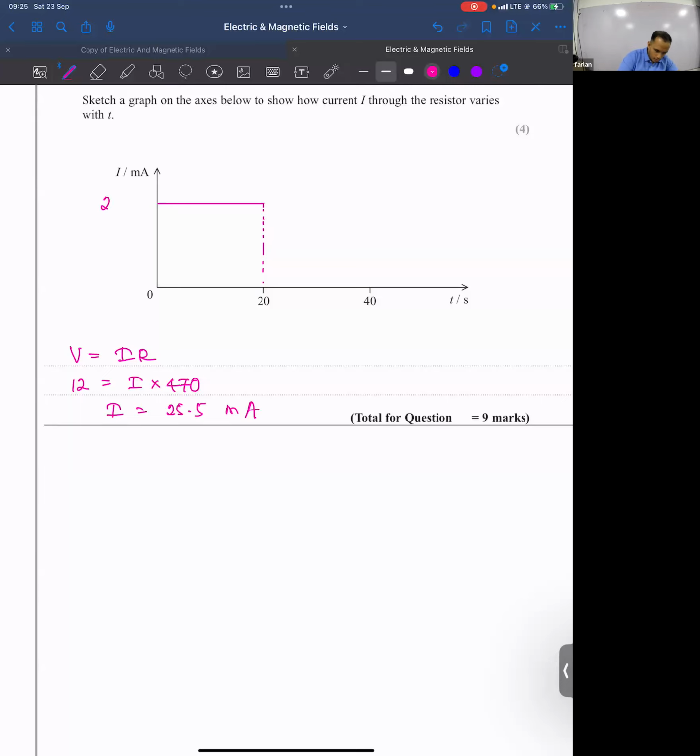Since it's a 4 marker, I don't know whether marks are allocated for the figure values as well. Anyway, it's a matter of a few seconds to calculate the current. Just calculate it. That is the initial current.